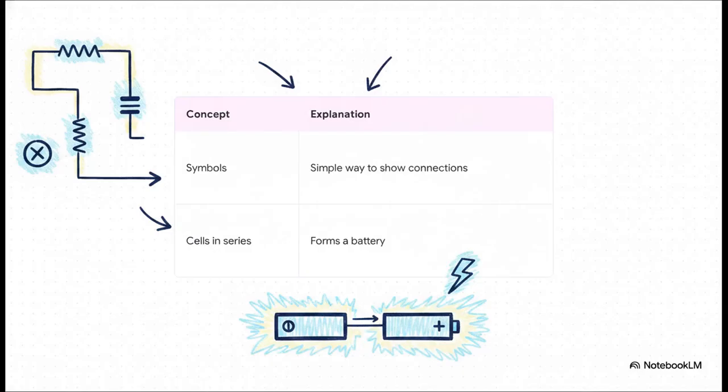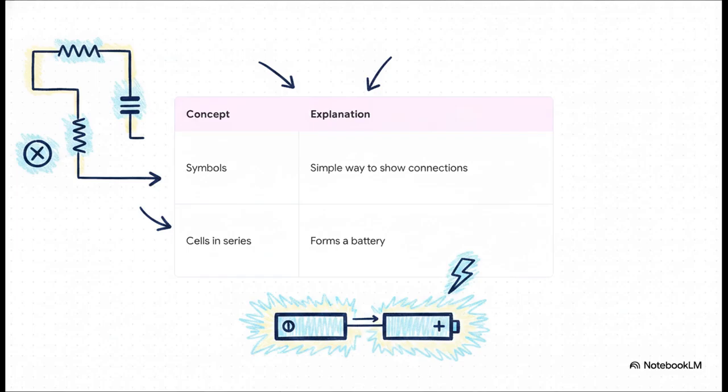Now, how do we track these components? Question 3 asks why we draw circuit diagrams using symbols instead of detailed, realistic pictures. The answer is pretty simple. Symbols give us a universal, easy-to-read language to map out these glowing pathways and show exactly how they connect.